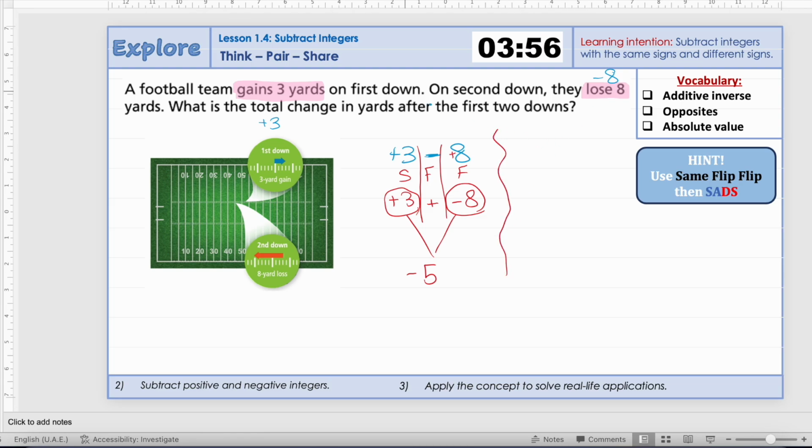My method is what? It's just simple. You have +3, -8, no signs to combine. I only have one sign here, so that's it. 8 is negative, 3 is positive, different signs, subtract. 5, 8 minus 3 is 5. I will take the sign of the 8. It's the same thing. So you can use same flip, then SADS here, or you can use combining sign and then SADS. In this case, I didn't have to combine any sign because there was literally one sign.